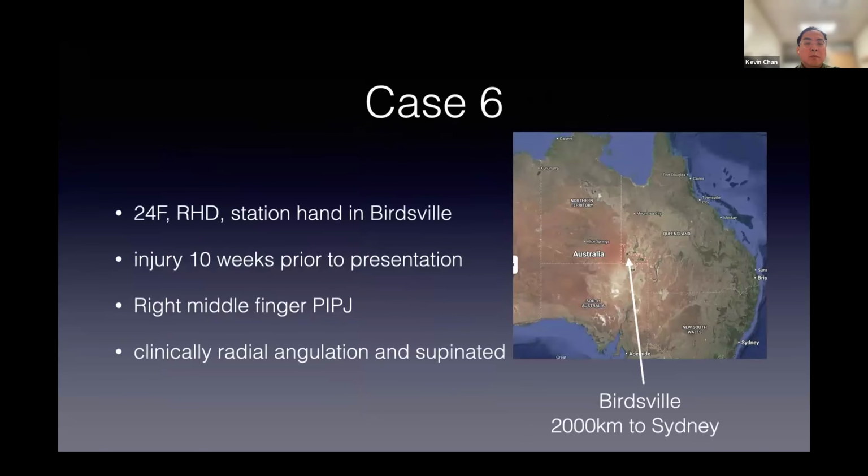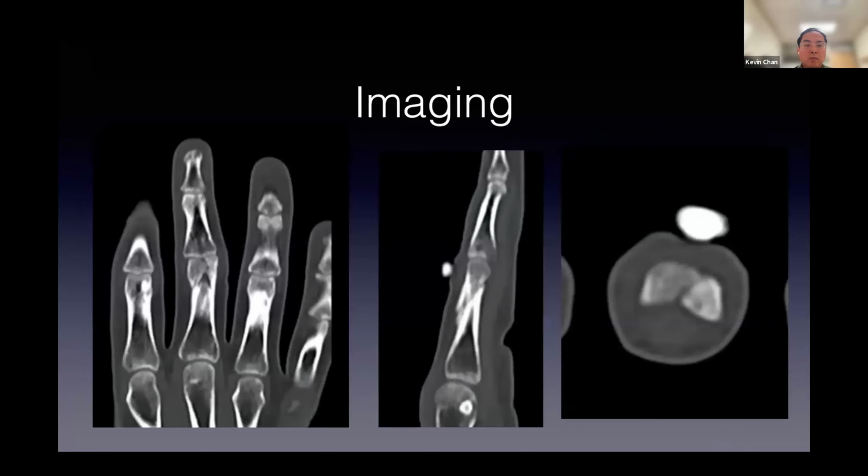Last but not least, for a little bit of Australiana. So this is a 24-year-old right-handed female station hand in Birdsville who presented 10 weeks after an injury to a right middle finger PIP joint. She noted that the joint remains radially angulated and is somewhat supinated. The reason for the late presentation is she comes from as far away as possible and still being in Australia. So that's Birdsville, 2,000 kilometres to Sydney from Birdsville. And she has this bicondylar fracture where the radial fragment is impacted and it's led to a step in the joint as well as the radial deviation.